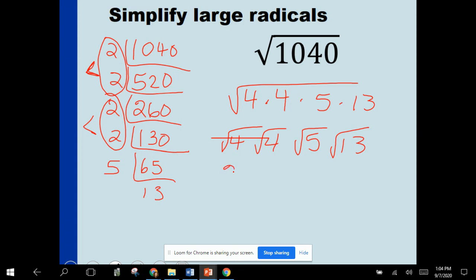Square root of 4 is 2. Square root of 4 is 2. 5 and 13 are not perfect squares. I can't get the square root of them. So I'm going to just leave 5 times 13. 2 times 2 is 4. And inside the radical, I can't do anything with those two numbers. So I'm just going to multiply them back together and get a 65. Okay, so that's just a review. You should be writing this on your paper.